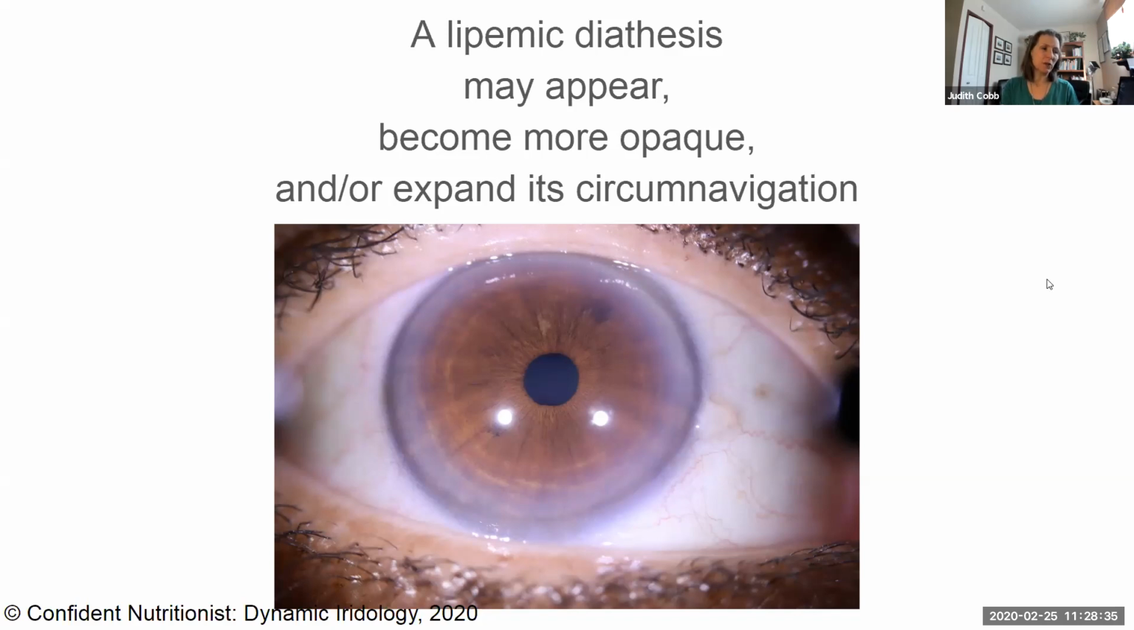We will never see a lipemic diathesis disappear because the lipemic diathesis is in the cornea, and the cornea does not give this away. Once it's there, it's not going away. It's going to be there as a reminder to behave yourself, to eat properly, to take care of your liver, to do all that kind of good stuff. So we are not going to be able to get that out of the eye once it is there.